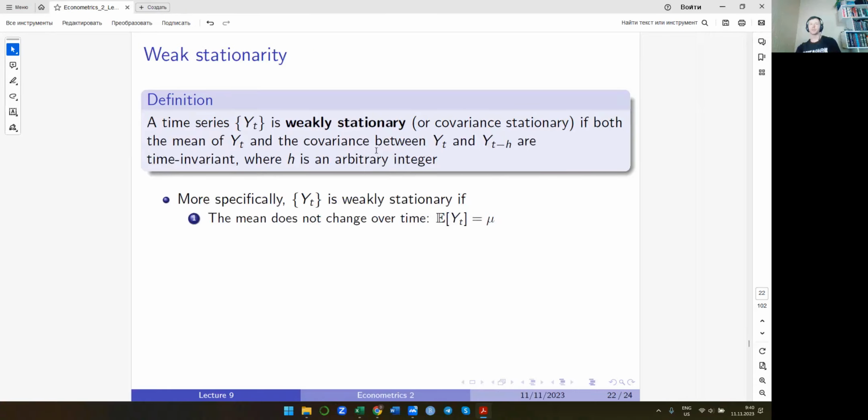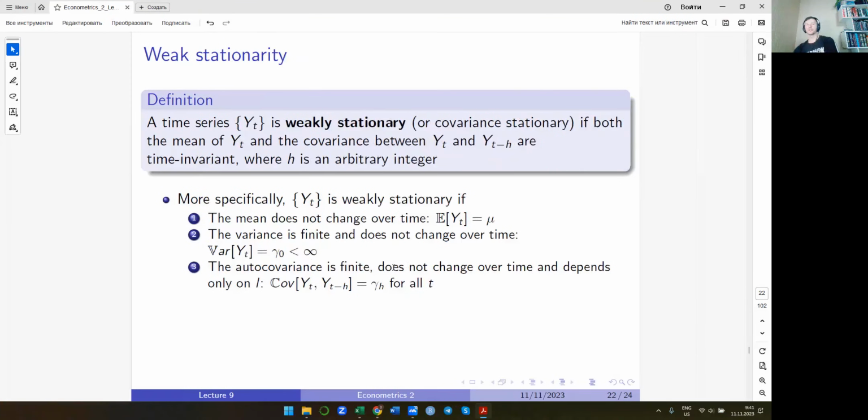So yt is weakly stationary if the mean of the time series doesn't change over time. So for each t, the mean of yt is the same, it is constant, mu. The variance is finite, it doesn't change over time. So the variance of yt is gamma 0, and this is finite.